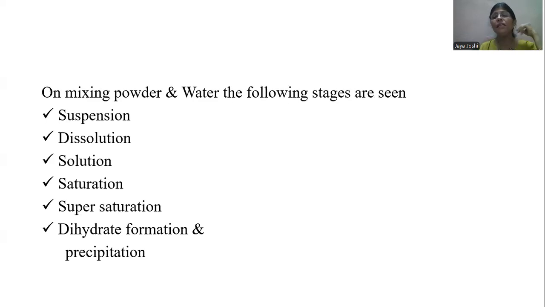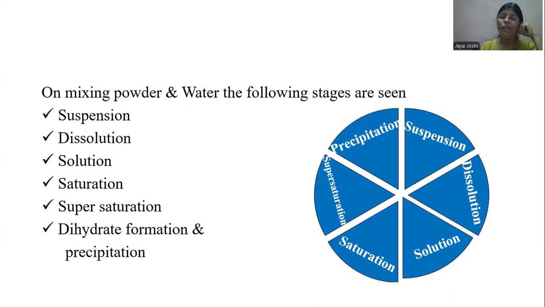Now, these are the different stages which are found during the setting of hemihydrate. Initially, when you mix hemihydrate powder with water, the powder particles remain suspended in water and you get a suspension. Later on, the powder particles start dissolving in water and you get a dissolution phase. Followed by that, you get a solution, that is hemihydrate is dissolved in water. Now soon this solution becomes saturated with the addition of hemihydrate.